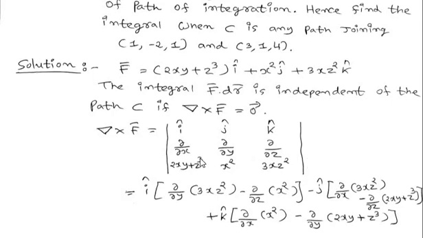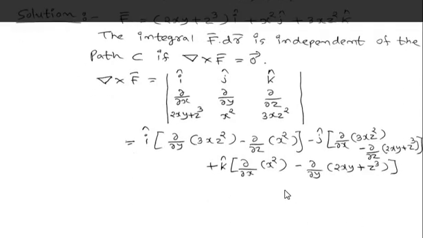Now we have to find out this determinant, that is i cap [∂/∂y (3xz²) − ∂/∂z (x²)] − j cap [∂/∂x (3xz²) − ∂/∂z (2xy + z³)] + k cap [∂/∂x (x²) − ∂/∂y (2xy + z³)]. Now we have to find out the partial derivatives.